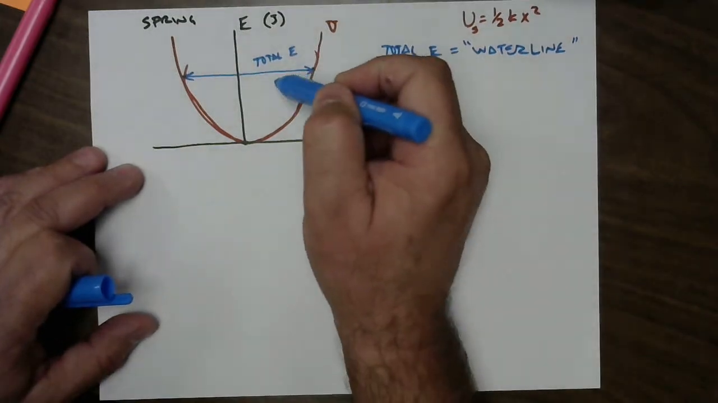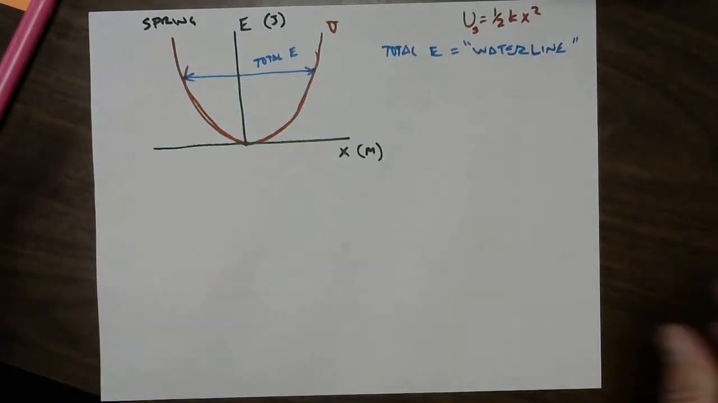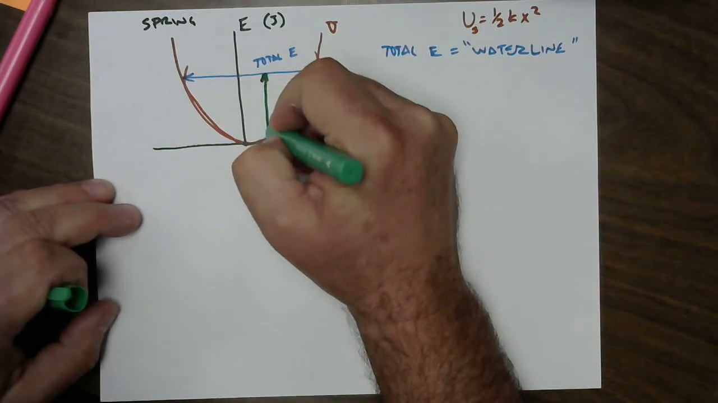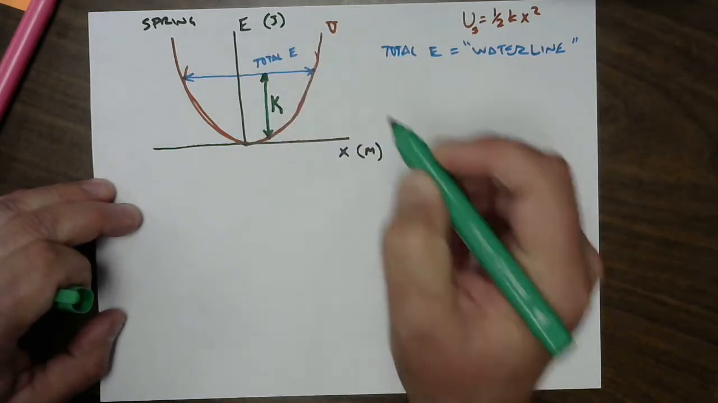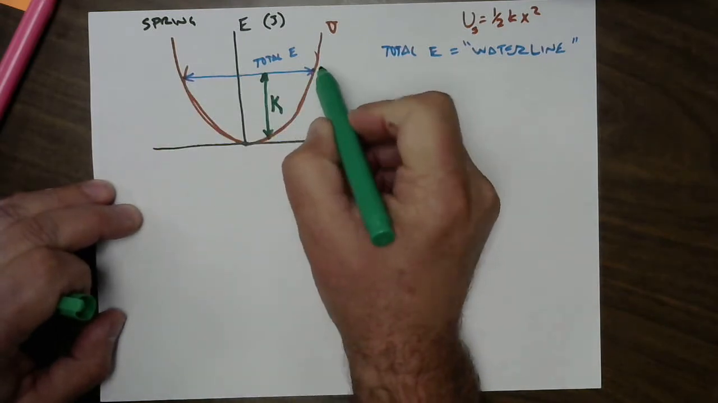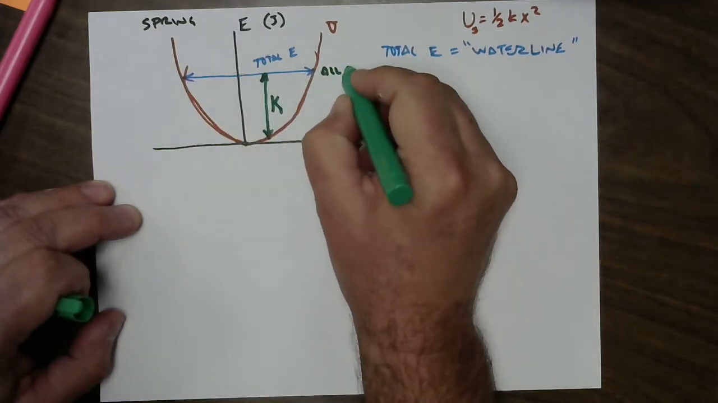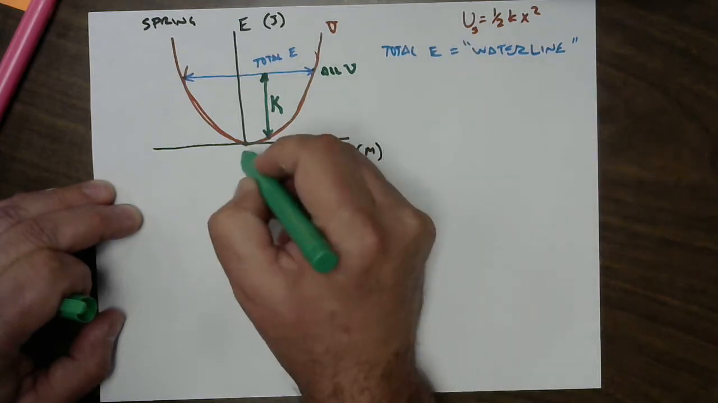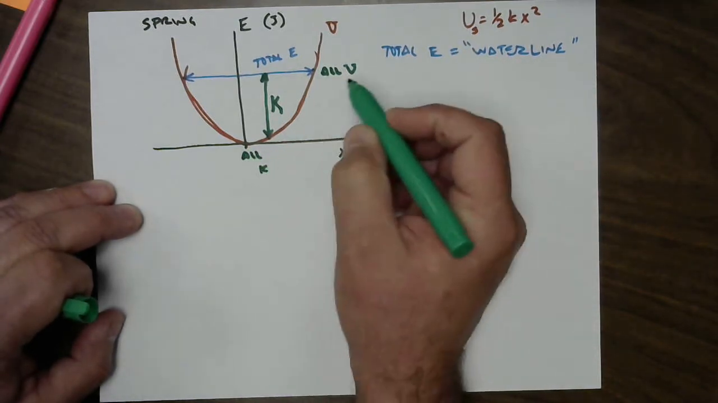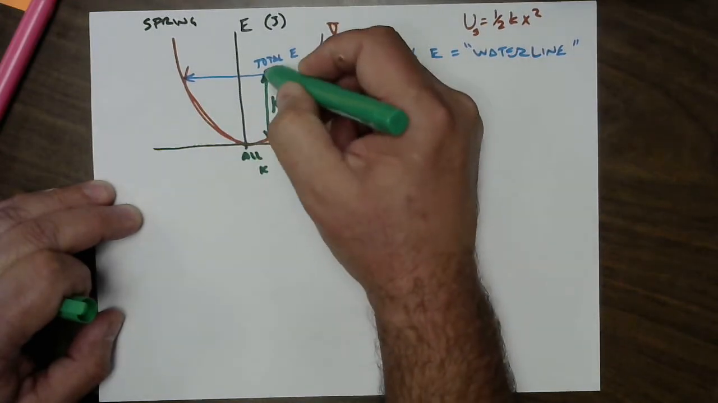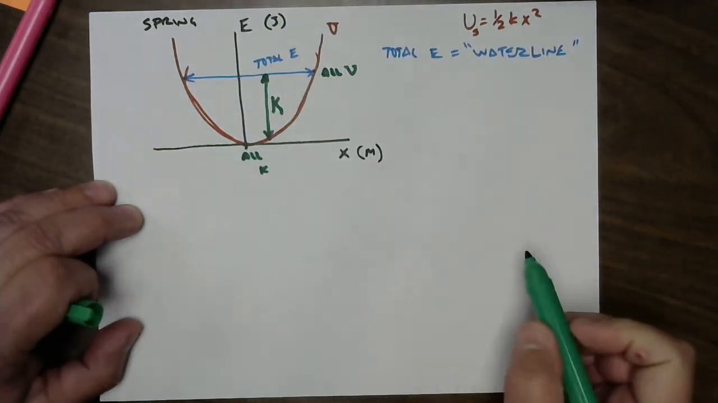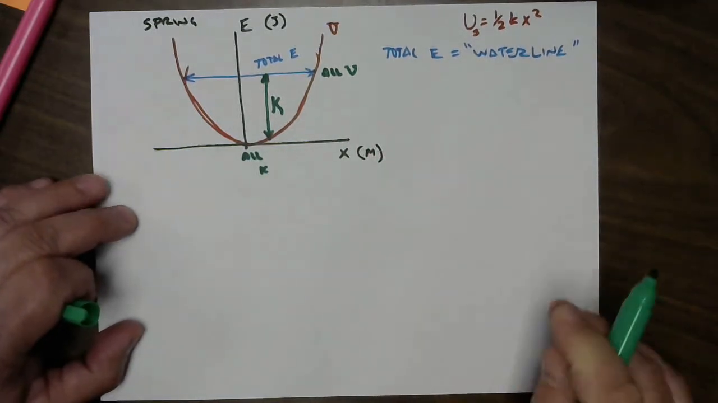And so at any point along this graph, you can find the kinetic energy by looking at the difference between the total energy and the potential energy at that point. The total energy is always a constant. And of course, if you're at either end, it is all potential energy. If you're right here in the middle, it is all kinetic energy. And any place else in the middle, you have a mixture of kinetic and potential. Kinetic here and a little bit of potential underneath, because that's the level of this curve.